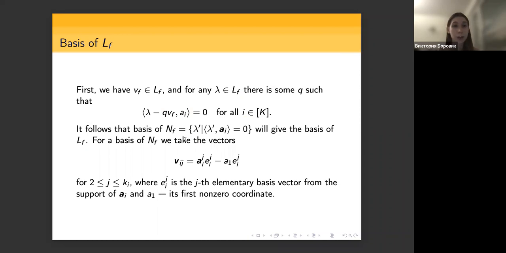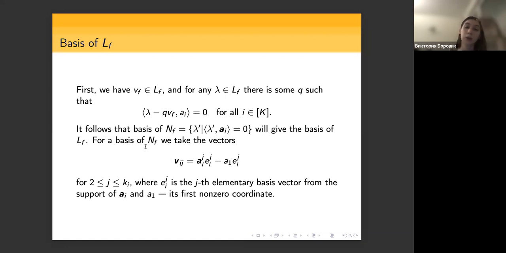So let me find the basis of the homogeneity space. Firstly, recall that we have our vector V sub f from this homogeneity space. And also note that we can choose any lambda from the homogeneity space, and there will be some q such that lambda minus q multiplied by vector V sub f gives 0 with any exponent vector. So if we obtain the basis of the space N sub f of such lambdas, which give 0 with all exponent vectors, then we will obtain the basis of our homogeneity space.